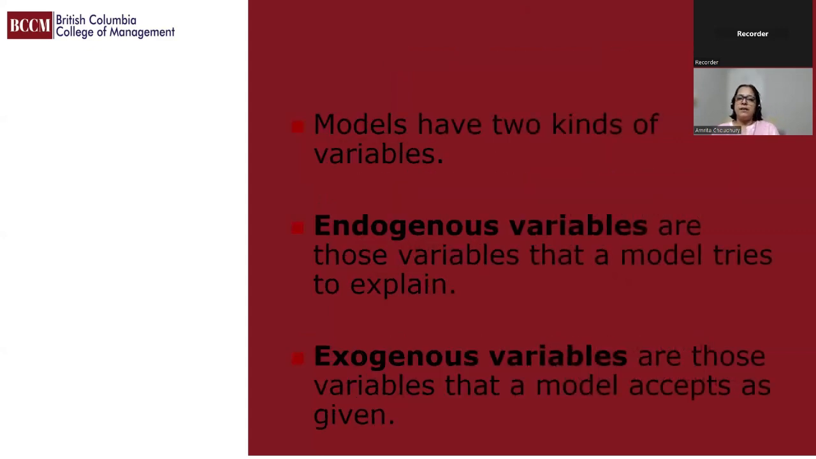There are different kinds of models, but for the time being, we can say that models have basically two kinds of variables. One is the endogenous variable, the other is the exogenous variable. What is an endogenous variable? Endo means inside. That is the variables which are determined from within the model. Those are known as endogenous variables, the variables which the model tries to explain. And exo means outside. The variables which are determined from outside the model are known as exogenous variables. These variables are already given from outside. The model accepts them as given.